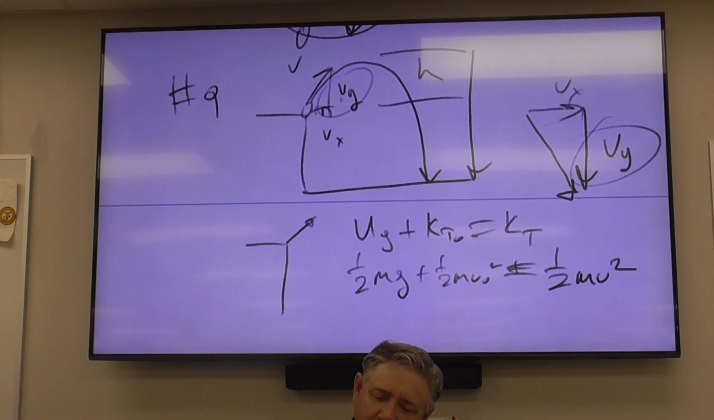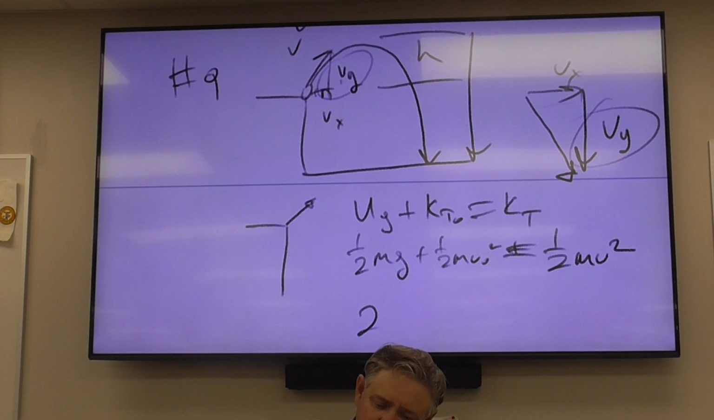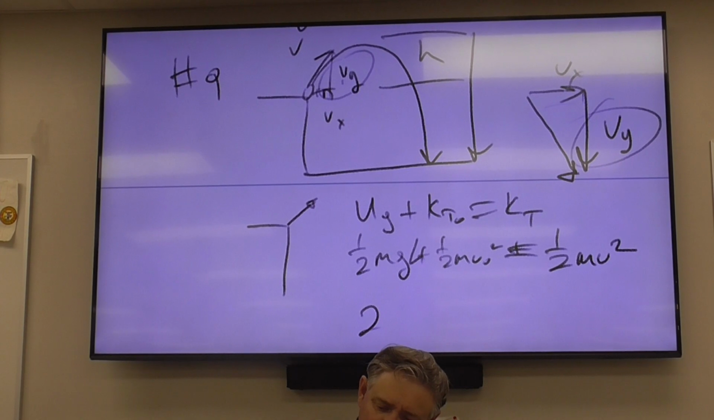I figured they canceled out some way. 2g plus v naught... oh yeah, 2g, there's an h in there. So 2gh plus v naught squared equals v squared.